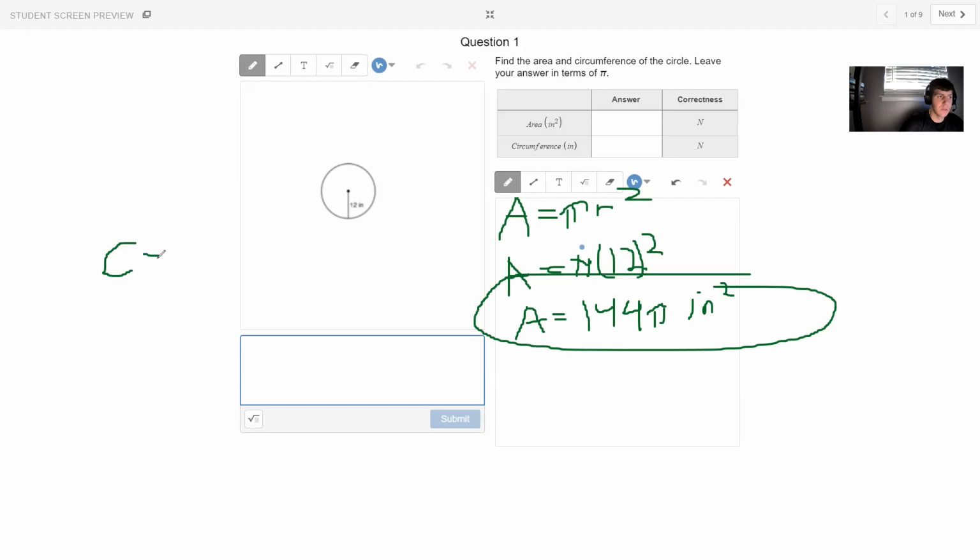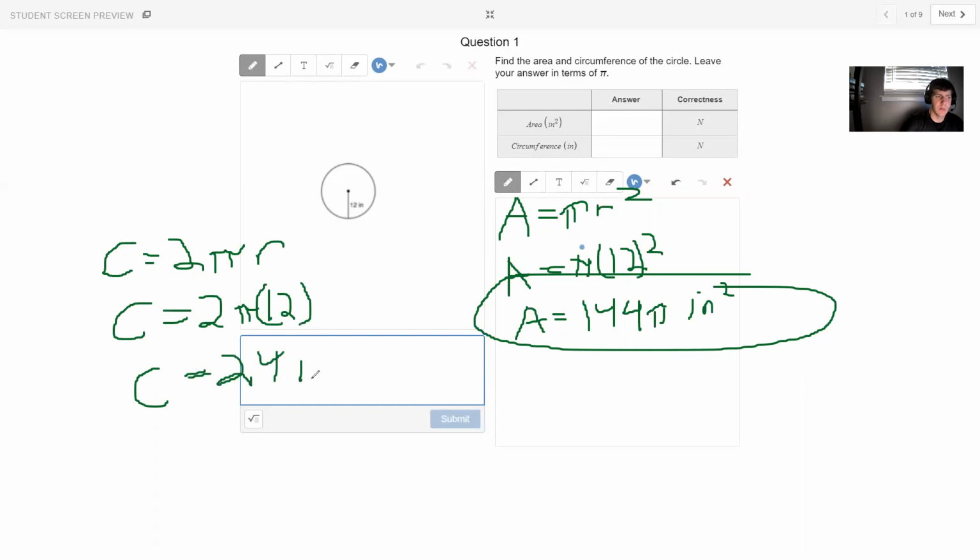Okay, circumference is 2 pi r. So 2 times pi times 12. That's going to be 24 pi. And the units there will be inches because circumference is just one-dimensional. It just has a length, whereas area has a width and a length. Off to the other screen.